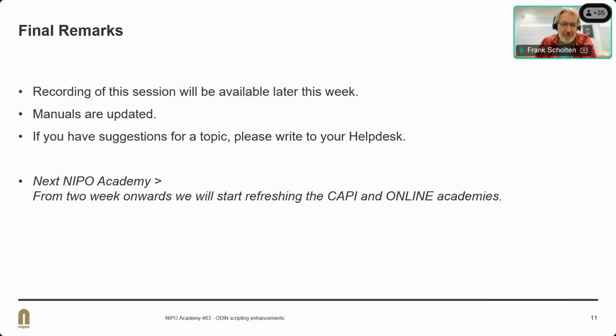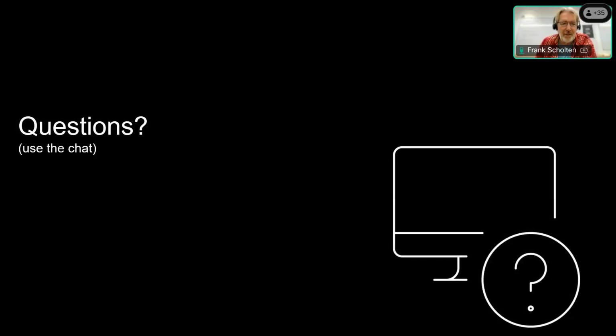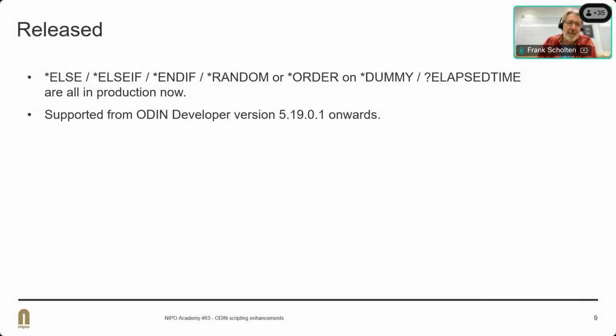I now realize that I skipped over something important, I think. This is the one that needs some attention. All of these things that I've shown you are already released, but be aware that this is only supported from the ODIN developer version 5.19.0.1 onwards. So if you have a lower version than that and you want to use any of this, please update your developer, so your developer also understands these commands.